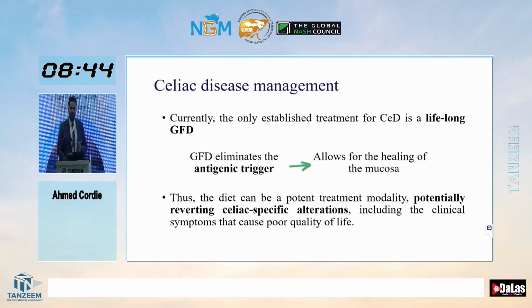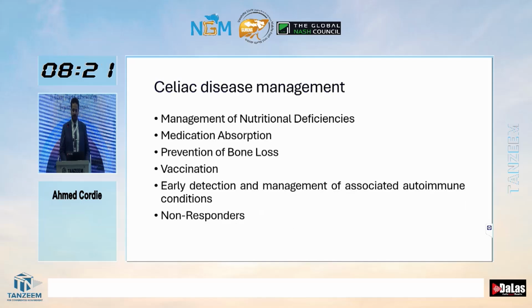When it comes to this point, we need to highlight that the lifelong gluten-free diet is the main and only approved treatment for celiac disease. Now, it can simply eliminate the antigenic trigger, so it can potentially revert the celiac-specific alterations, improve the clinical symptoms, and for sure improve the quality of life of the person.